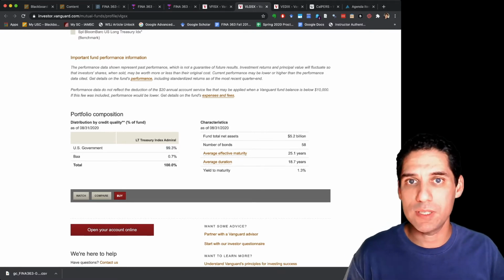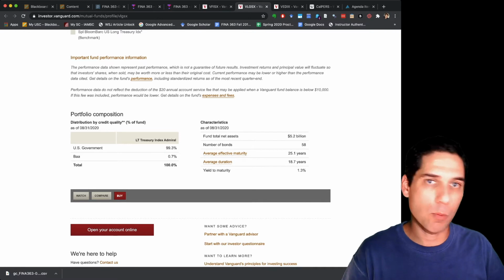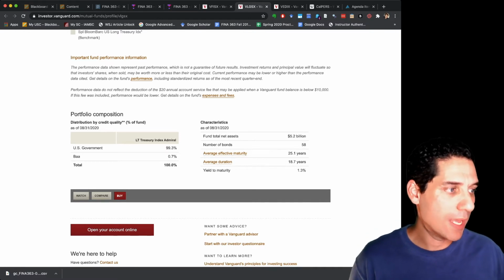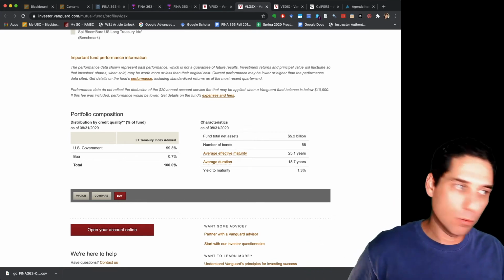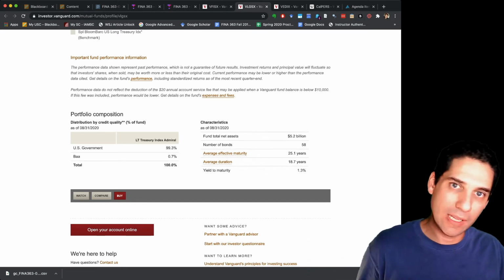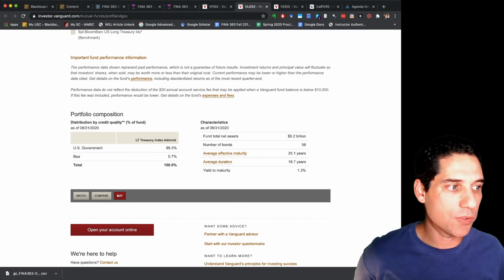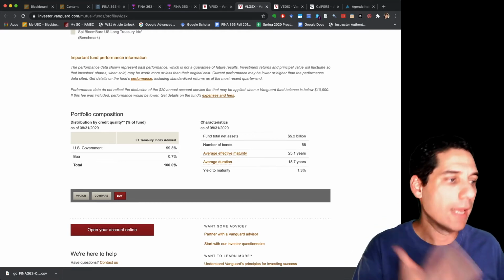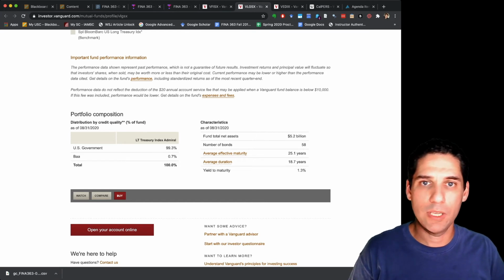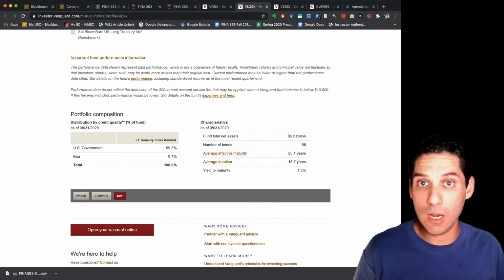So much more significant, right? You're exposing yourself to a whole lot more interest rate risk. But as you can see, when you look at these 58 bonds and take a weighted average of the yield to maturities, you're seeing 1.3%. So higher interest rate risk, higher yield to maturity, your expected return is higher.